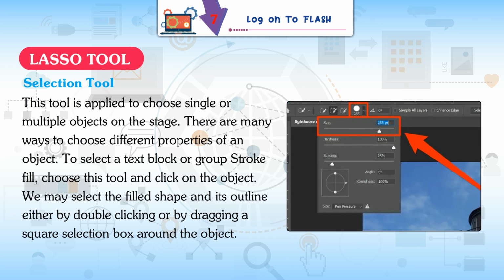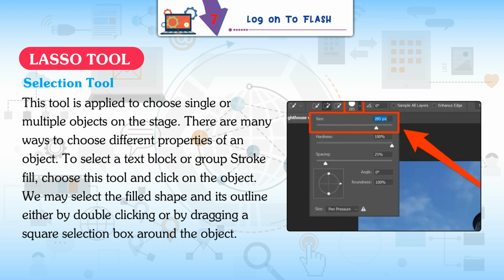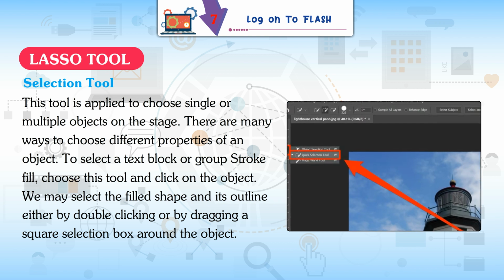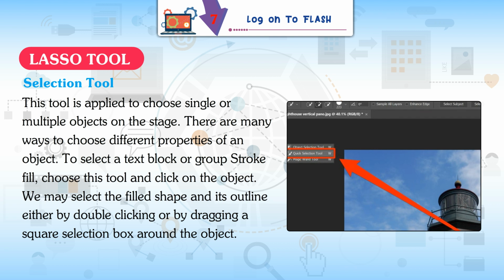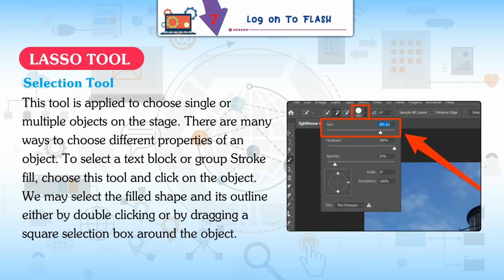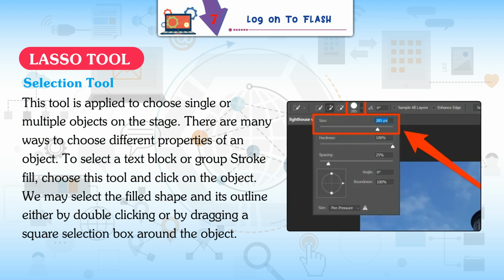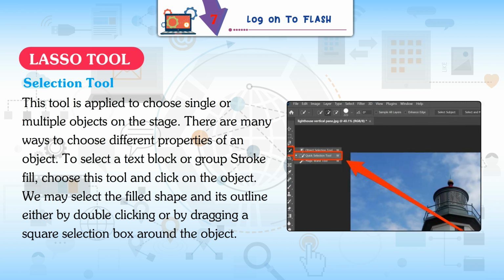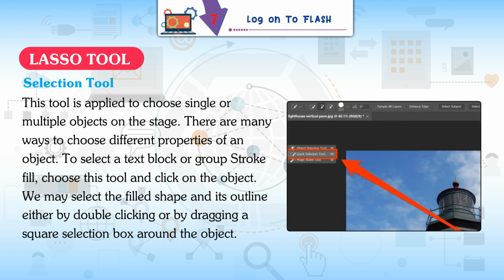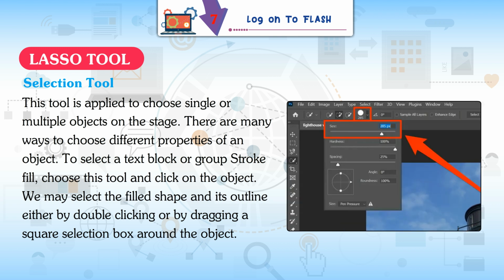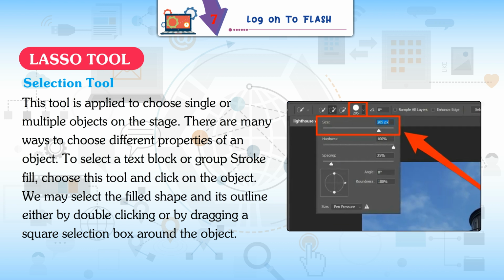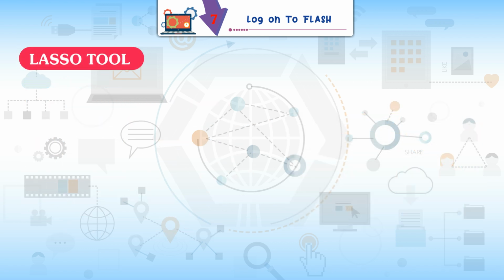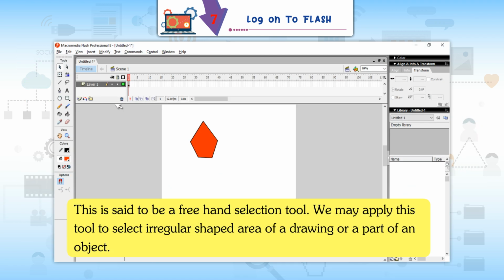The selecting tools. Selection tool. This tool is applied to choose single or multiple objects on the stage. There are many ways to choose different properties of an object. To select a text block or group, stroke or fill, choose this tool and click on the object. You may select the filled shape and its outline either by double-clicking or by dragging a square selection box around the object.